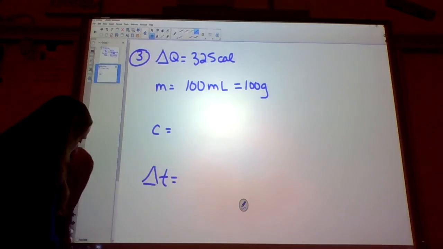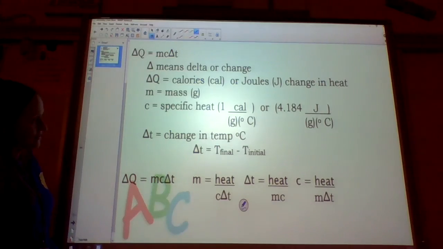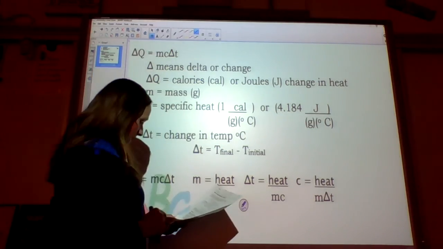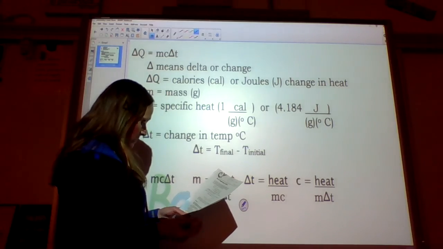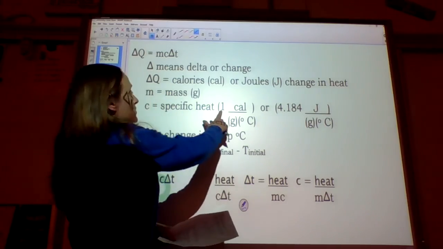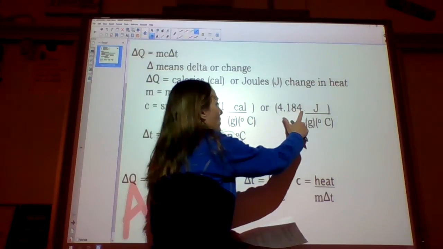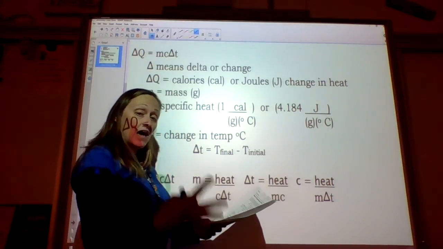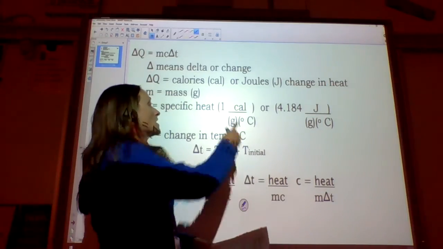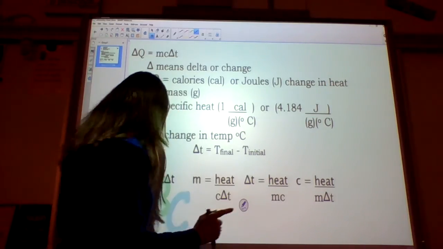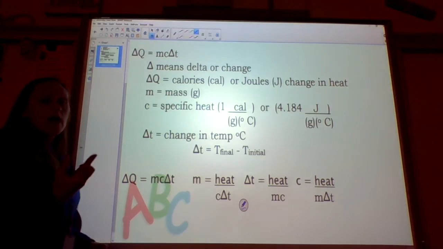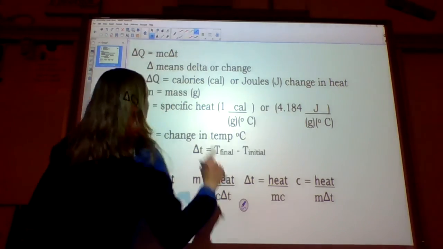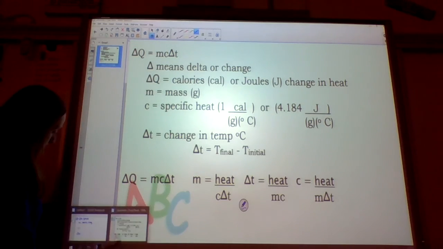So C is going to be our next thing. Since we are looking at specific heat, and it specifically says of water, we will either use the 1 calorie or the 4.184 joules. And since it has already given us the calories, 325 calories, we're going to use the 1 cal over grams times degrees Celsius. If we were given joules for delta Q, then we would use this number here, the 4.184.